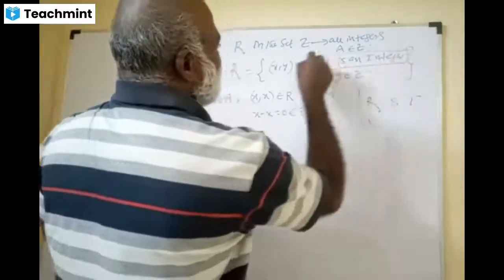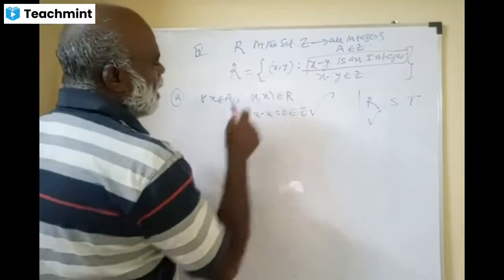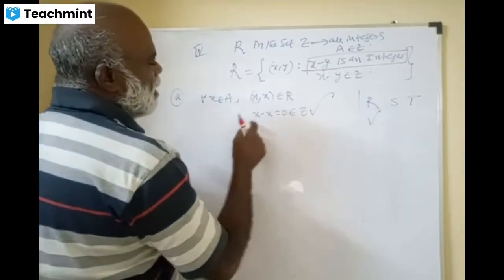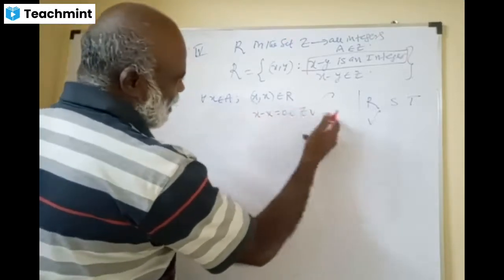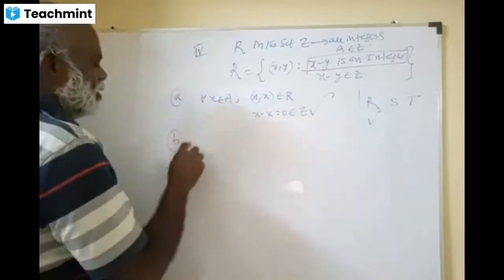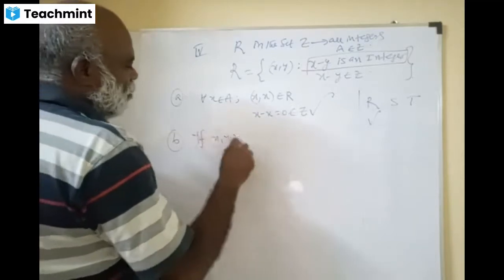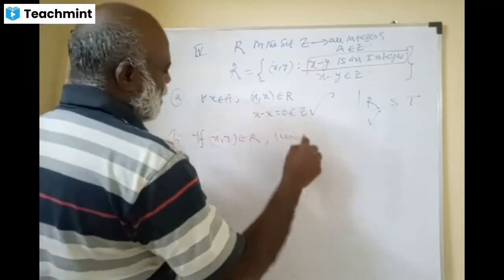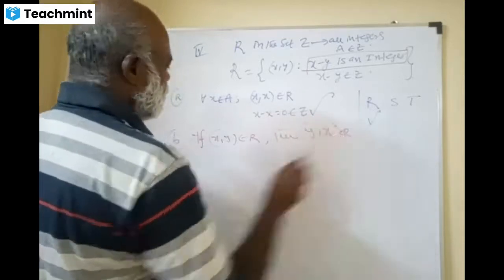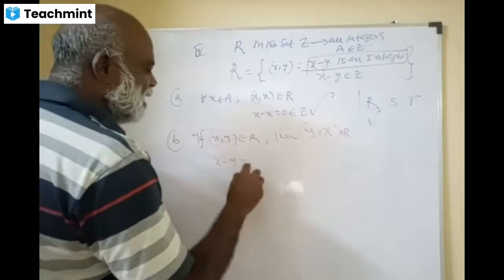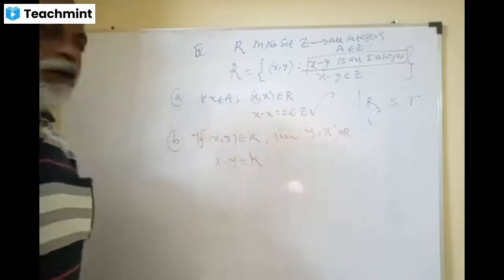X minus Y is an integer, and verify. Okay. So here the rule is X comma X belongs to R. If I take X minus X is 0, an integer. Okay. So next, if X comma Y belongs to R, then Y comma X also belongs to R. Yes. Okay. X minus Y is an integer. X minus Y is an integer. No doubt, because it's given.